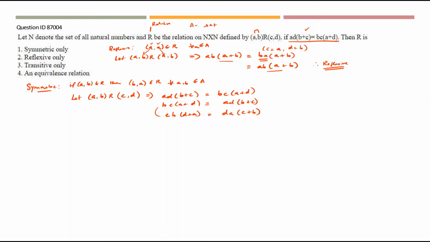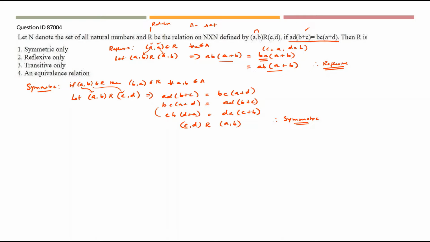What will this give me is C comma D relation A comma B. If A comma B is related to C comma D, then by swapping, C comma D relation A comma B is also existing through this. So in this way we are proving it to be symmetric too.